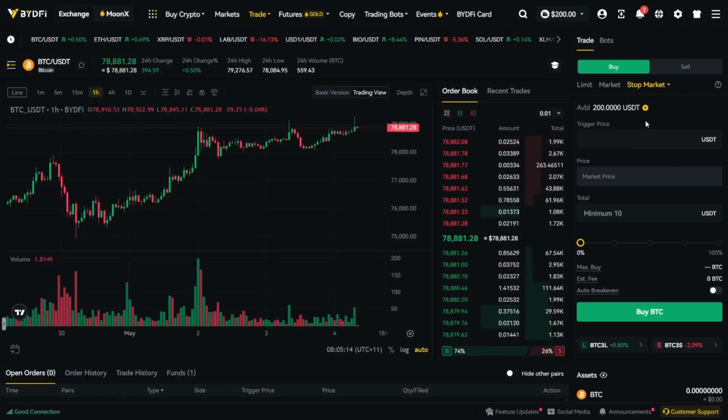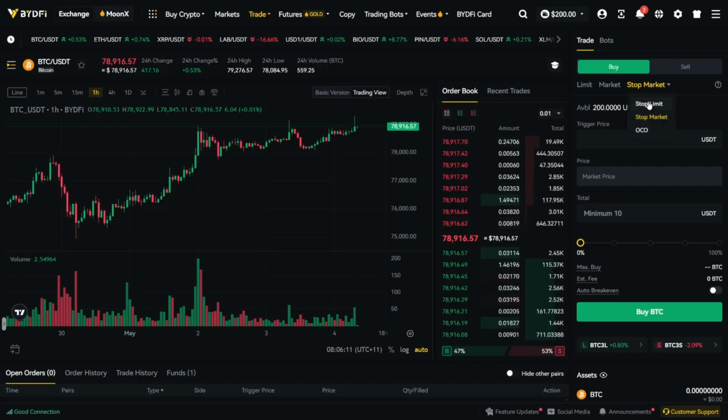A stop market order is an order that only activates once the price reaches your trigger price. Once triggered, it becomes a market order, meaning it will buy or sell immediately at the best available price. So for example, if Bitcoin is trading at 78,000 and you set a stop market buy at 79,000, your order won't do anything until Bitcoin reaches 79,000. Once it does, BYDFi will place a market buy order and you will get into the trade right away.